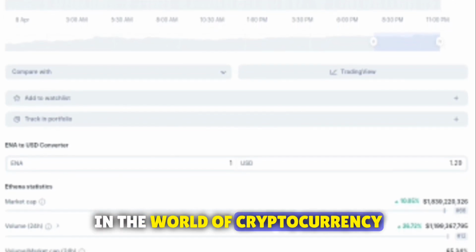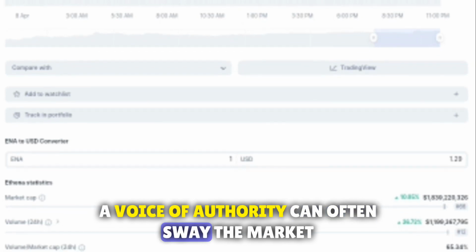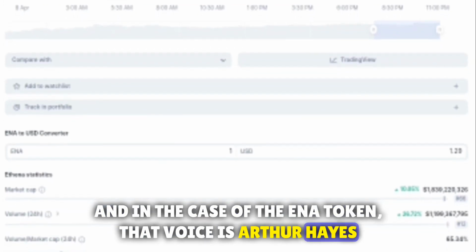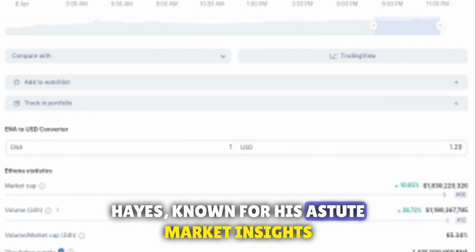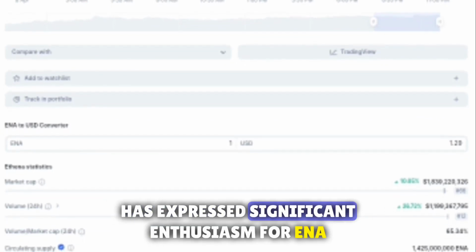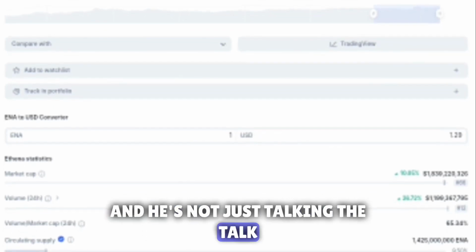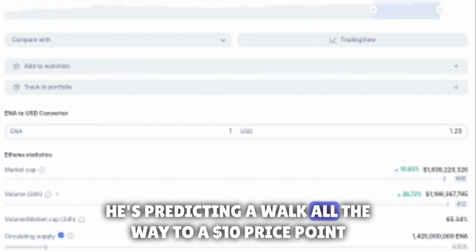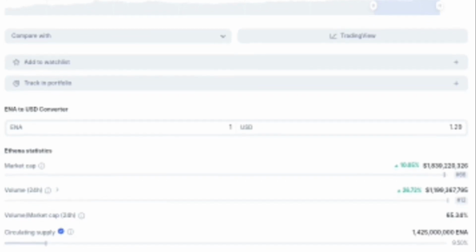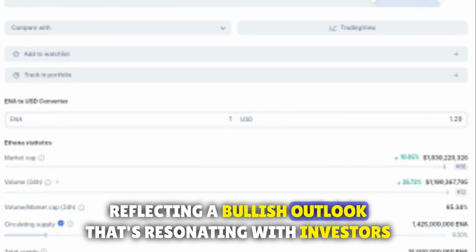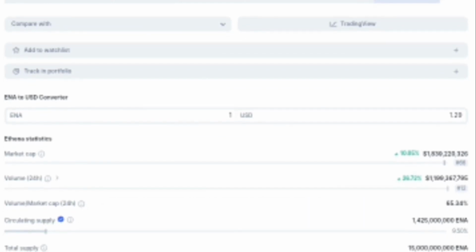In the world of cryptocurrency, a voice of authority can often sway the market. And in the case of the ENA token, that voice is Arthur Hayes. Hayes, known for his astute market insights, has expressed significant enthusiasm for ENA. And he's not just talking the talk, he's predicting a walk all the way to a $10 price point. That's a significant leap from its current position, reflecting a bullish outlook that's resonating with investors.